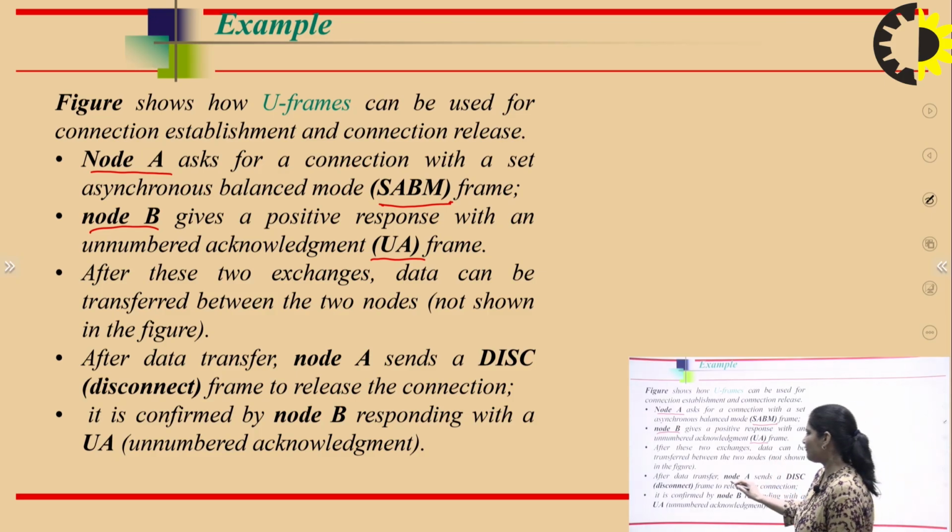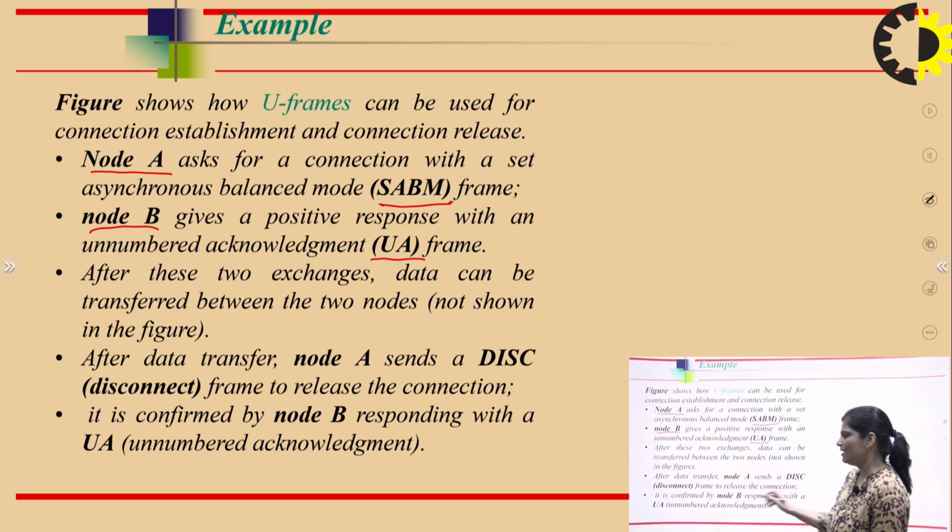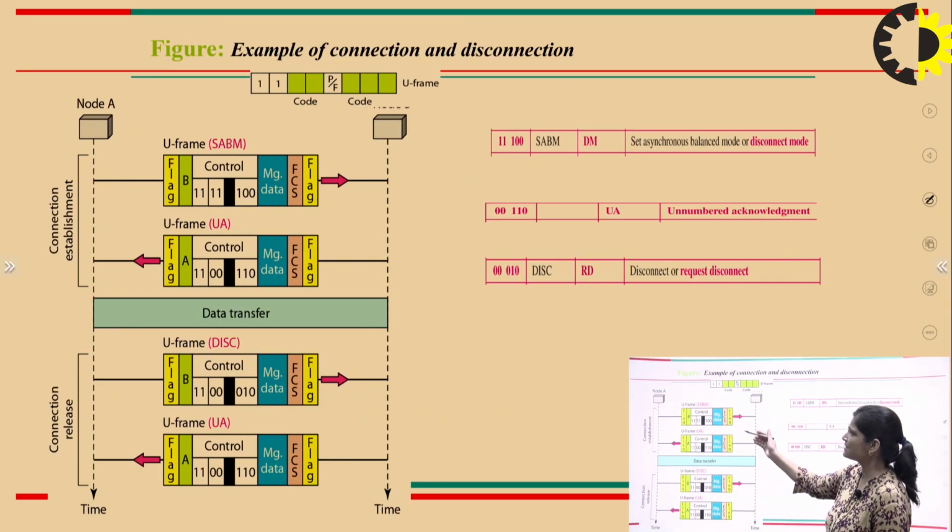Then after data transfer, node A sends a disconnect request frame to release the connection, and it is confirmed by node B responding with a UA, unnumbered acknowledgement, meaning the connection can be released. Now you can see this example.